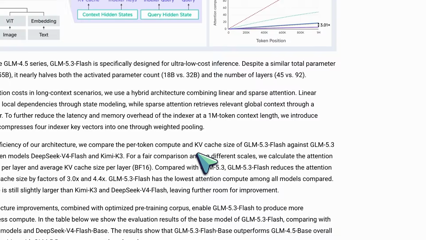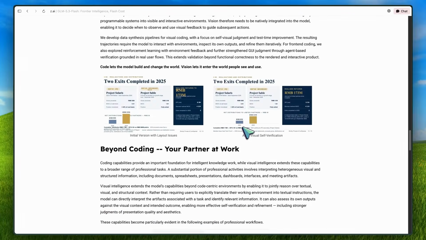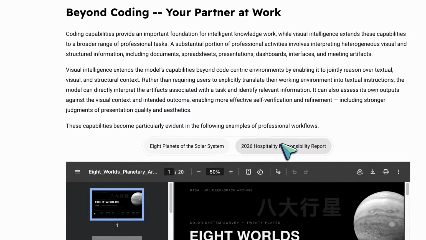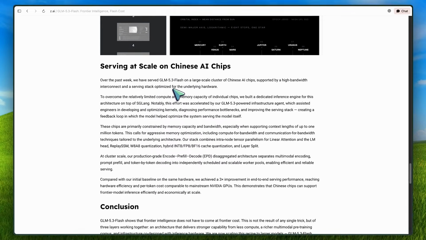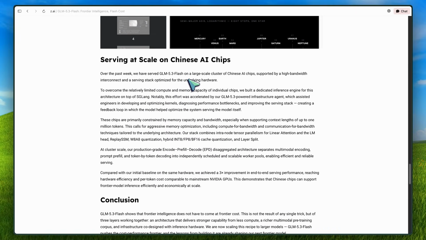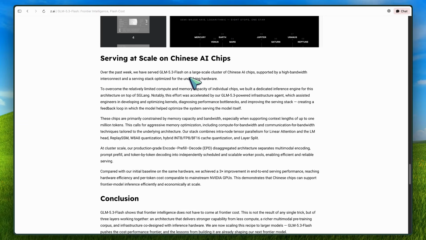Now, whenever an open weights model drops, everyone asks the same question: can I run this thing at home? So in this video, let's talk about what you actually need to run GLM-5.3 Flash locally, what the true minimum spend looks like, and then compare all of that against just paying for a subscription. Because honestly, one of these options is going to embarrass the other, so let's get right into it.